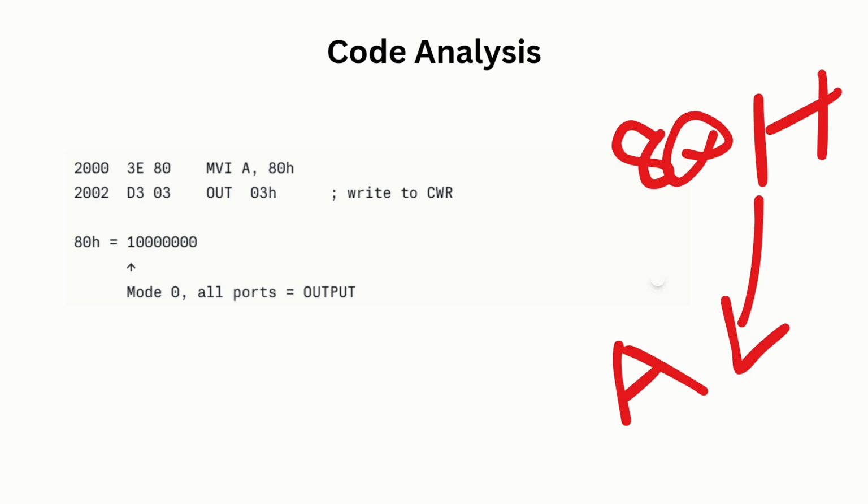Then in here we specify the output ports, and this is the port address. As you can see, 03H is the port address. This sends the value in the register A, which is 80H, to the port, and the 8255 interprets the value written as a mode set command, as we saw earlier.